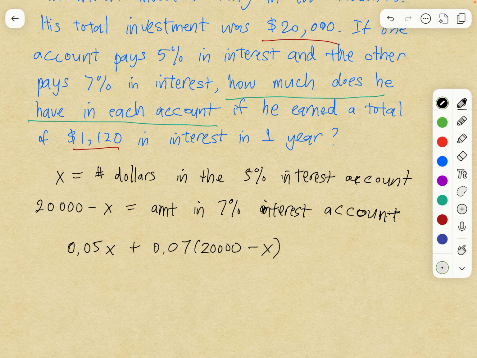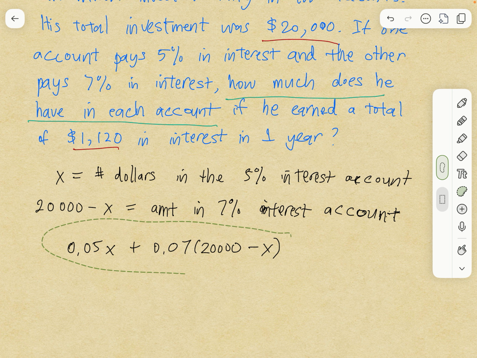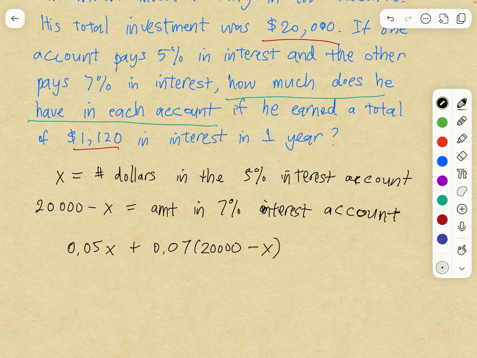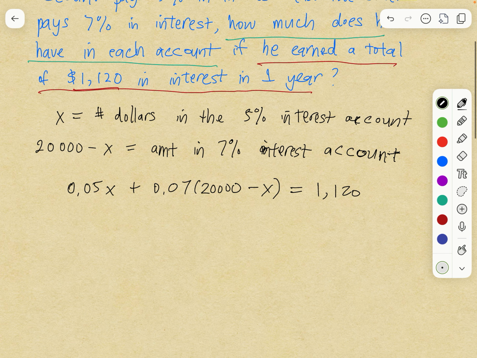Now the reason I'm adding these, the 0.05X and the 0.07 times 20,000 minus X, is that when you add them, that's the total amount of interest you get. And the problem tells you that he earned a total of $1,120 in interest. So this total amount of interest is 1,120. So this equation tells you the amount of interest in 1 year. And now we can solve for X.